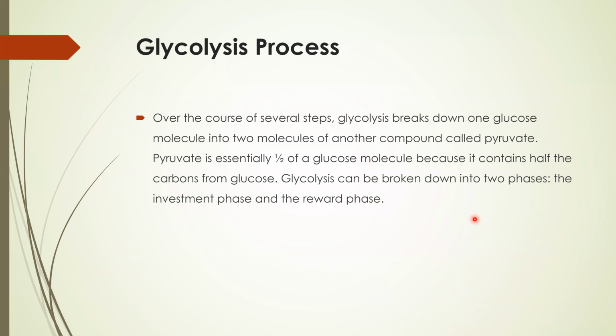So, what is the glycolysis process actually? Over the course of several steps, glycolysis breaks down one glucose molecule into two molecules of another compound called pyruvate. Pyruvate is also called half of the glucose molecule, because pyruvate is a three carbon molecule, while glucose is a six carbon molecule, a hexose sugar.